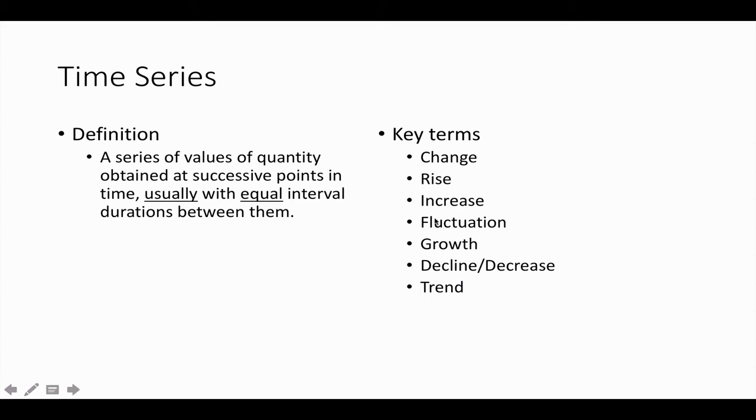So if you write out your description and you see terms like change or increase or growth or trend, you're probably talking about a time series, because a time series is a series of values of a quantity obtained at successive points in time, usually with equal interval durations between them. And so that's the kind of data where you can find out things like change, increase, decrease, trend, right?